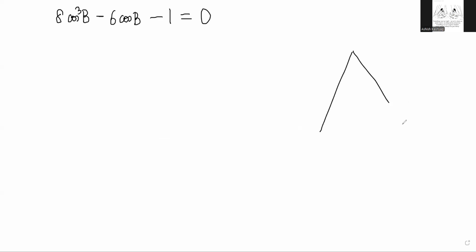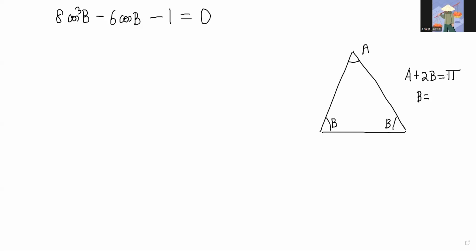By the way, this angle was A. These two angles were B and B, right? Okay, we know that A plus 2B is pi. So B is what? Pi minus A over 2, that is pi by 2 minus A by 2, right?